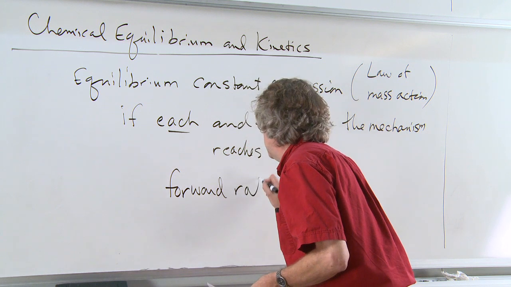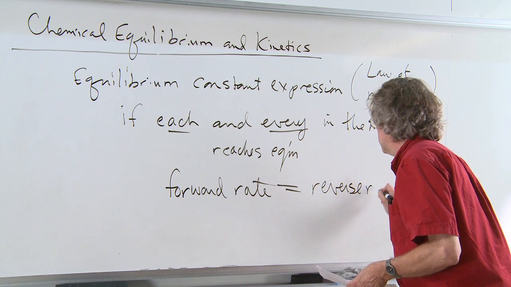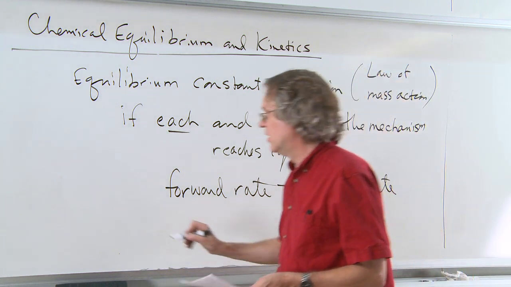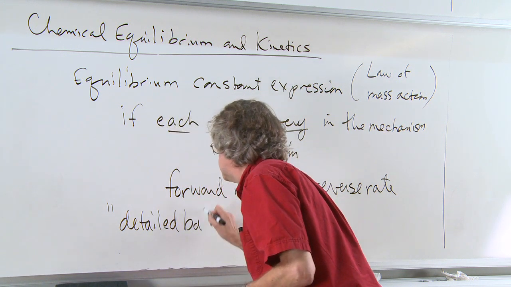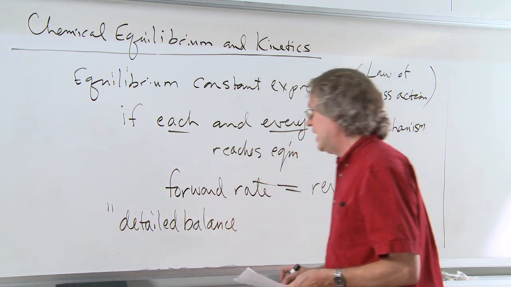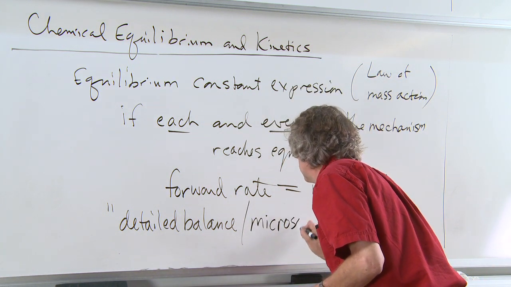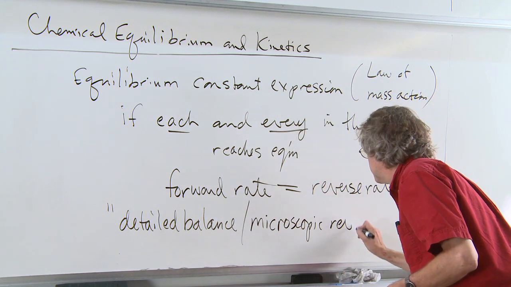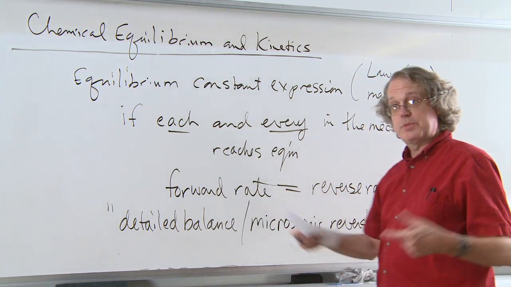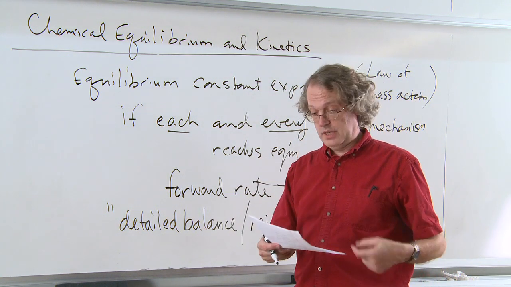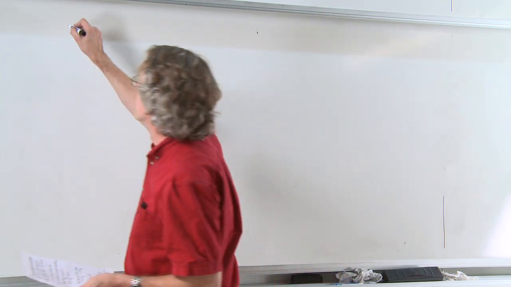The idea is that for each step in the mechanism, the forward rate is equal to the reverse rate. This is sometimes called detailed balance. The principle of detailed balance says that these rates are equal, and there's another fancy term, microscopic reversibility, which says that on a microscopic scale, all of these different steps can go in the forward and backward directions, and in fact are doing that at all times. So let's look at a couple of examples to illustrate this.